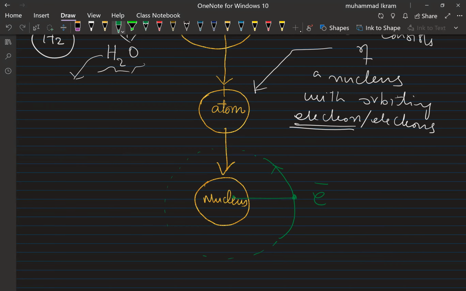This attractive force can be varied, that is, it increases or decreases by changing the properties of the matter. For example, look at the temperature effect. If you increase the temperature of the matter, then the attractive forces between the molecules of that substance will decrease or weaken. So temperature has an effect on these attractive forces.